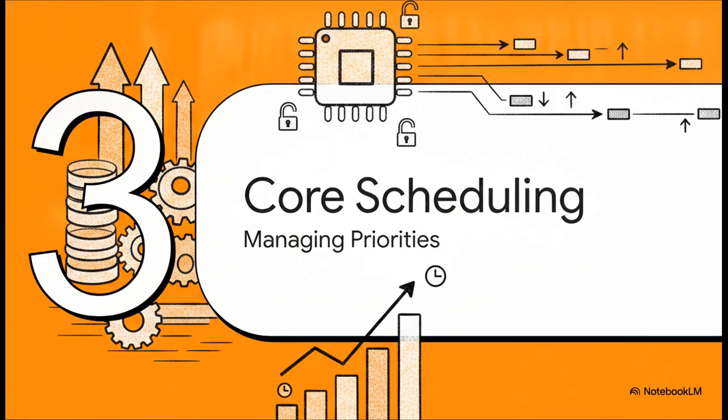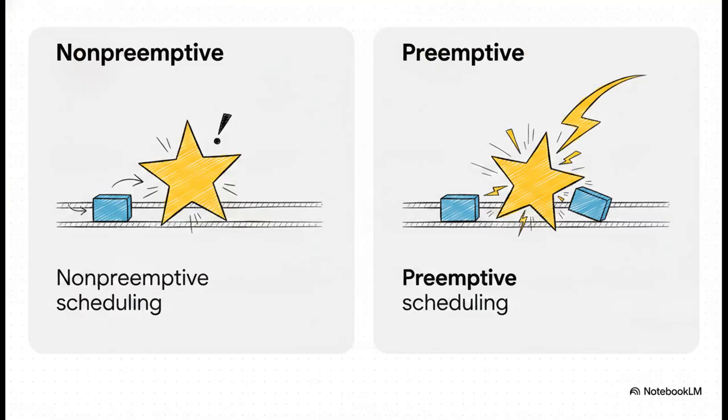Which brings us to Section 3, Core Scheduling Strategies. Let's talk about how the processor manages those priorities. Now, this next concept is absolutely crucial for your exams. The scheduler has to manage entirely different priorities using 2 main strategies. On the one hand, we have non-preemptive scheduling. In this strategy, once a process is scheduled and actually starts executing, it runs all the way to completion, or at least until it gets blocked waiting for an input.